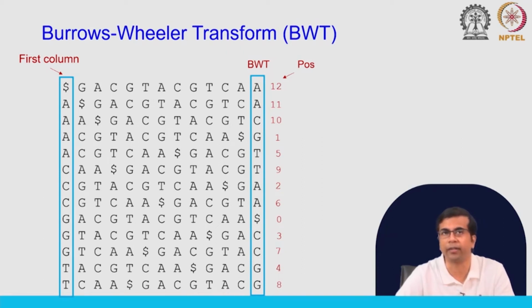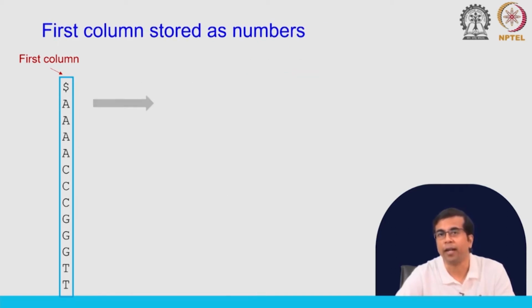If you look at this full matrix again, you have the first column and the last column, and the letters in between are never stored. These are just shown for our understanding. In the first column, you have the letters A, C, G, T, which are lexicographically sorted. So, we can simply store these as the number of A's, number of C's, number of G's, and number of T's. You have 4 A's, followed by 3 C's, then 3 G's and 2 T's.